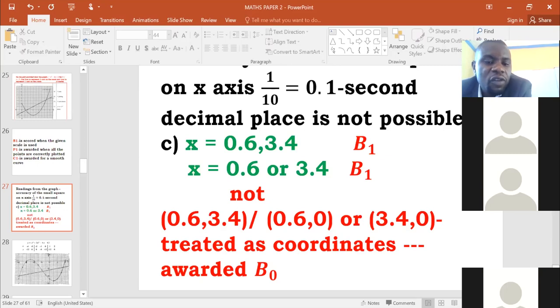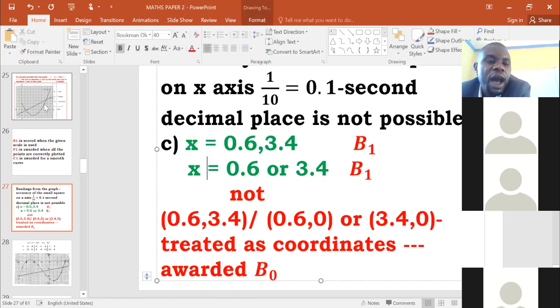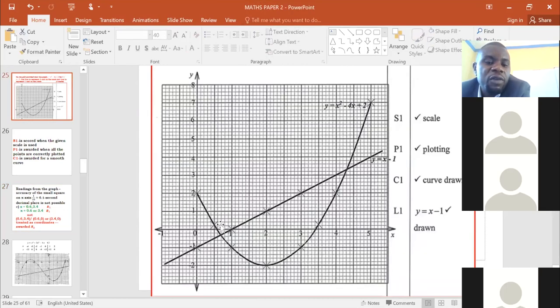If you write 0.6, 3.4, and then you enclose them in a bracket, that shows that that is now not a solution of a quadratic equation, but now a coordinate of a particular point. Again, some students write 0.6, 0, 3.4, 0. Those will be treated as coordinates, not the solutions to the particular equation. I'm referring to this particular area where you have the values of X.